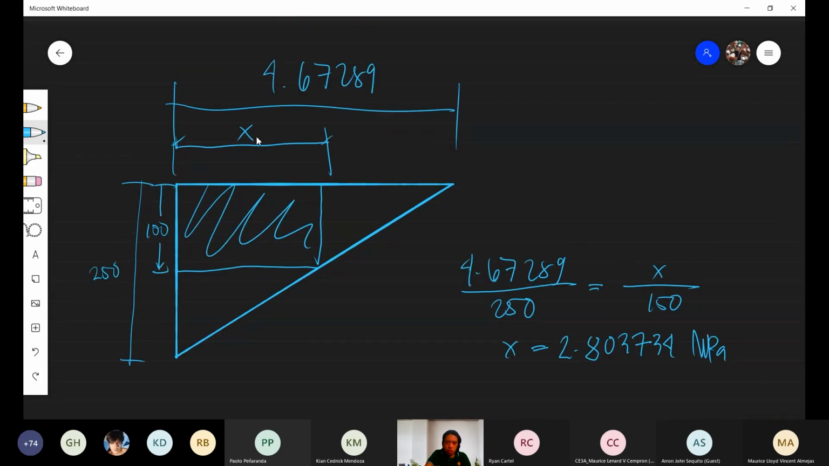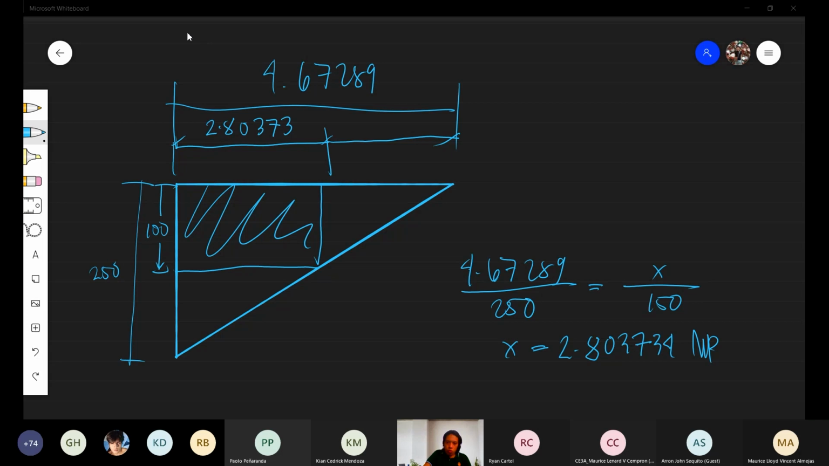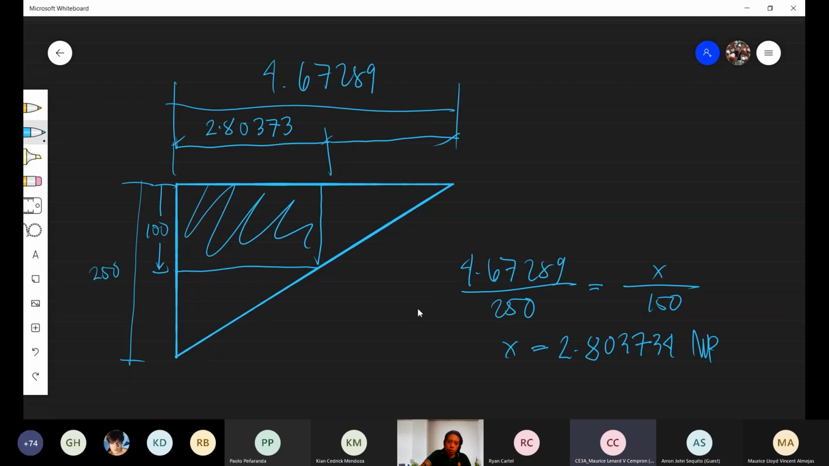And value on x nimo is 2.80373. Okay, so ini, pira man yun niya. Subtract daw. Kung pira ito niya, 4.67 minus that is 1.869156. Pira to?